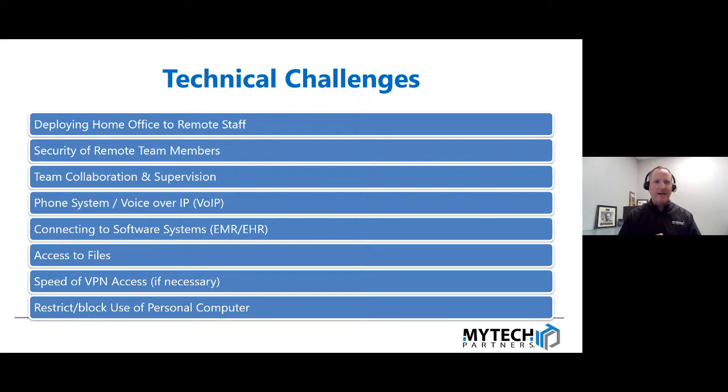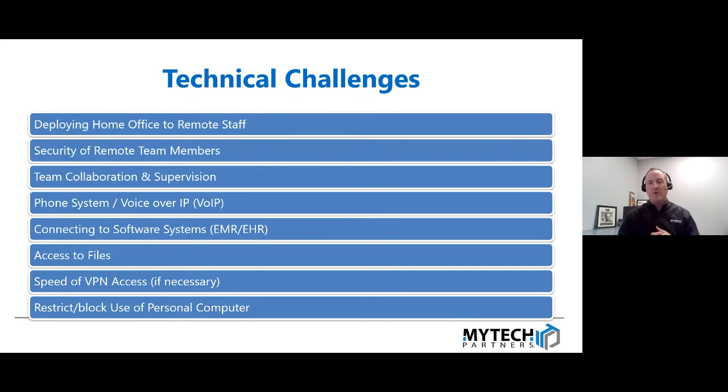So first of all, if this is going to be a more permanent solution versus just the temporary nature of the pandemic that we've all been through recently, there's deploying home office staff or home office equipment to remote staff. That could depend, as we'll touch on next, on the geographic location. Is it a drive away, or is it a flight away, or is it such a long drive away that you wouldn't want to go in person? So anyway, we'll talk about that.